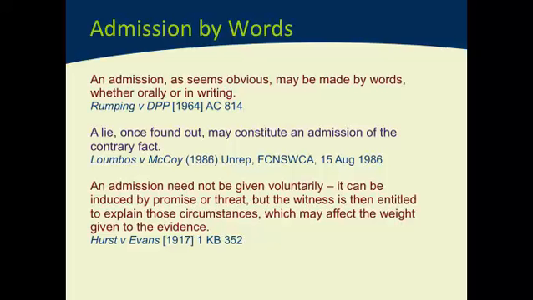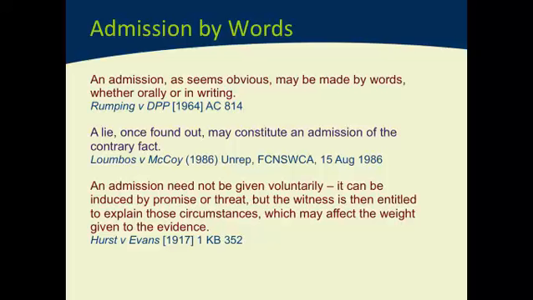Seems fairly obvious that admissions can be made by words. The classic case that we use for that is the case called Rumping and the Director of Public Prosecutions. It's a UK case. This is a case where a merchant mariner got drunk one night and killed a young woman by strangulation. It's heavily implied in the case, but not actually stated, this was after all the 60s, that the victim was probably a prostitute. He then took to his ship and tried to get as far away from the UK as possible, but he wrote a letter to his wife in Holland, and the letter said words to the effect of, "My darling, I've done something terrible, and you will hate me when you find out about it."